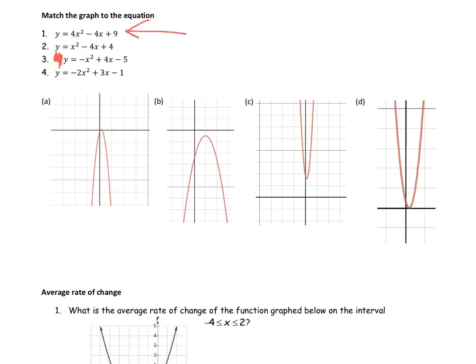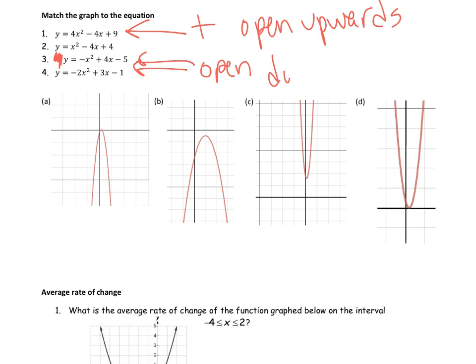Because the number out front of x squared is positive, that means this is going to open upward. These two here have a negative out front of the x squared, so those are going to open downwards. Okay, so the first two are going to open upwards, and then the second two are going to open downwards.